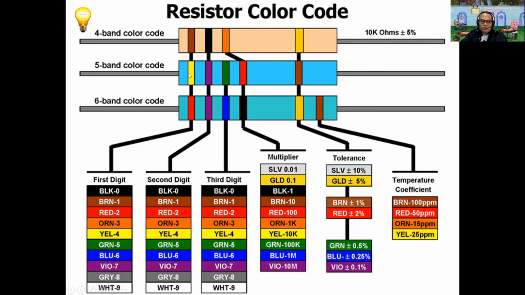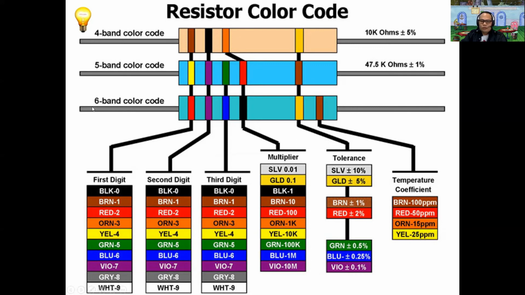Now with a 5-band resistor, as you can see in this picture, the first strip is yellow, and yellow is 4, and the purple is 7, so 4, 7, and the third is green, so 5, so 4, 7, 5, and the multiplier is 100. So 475 times 100, okay, plus minus brown, 1%. So we have the value of 47.5 kilo ohms plus minus 1%. So that's how you read the 5-band color code resistor.